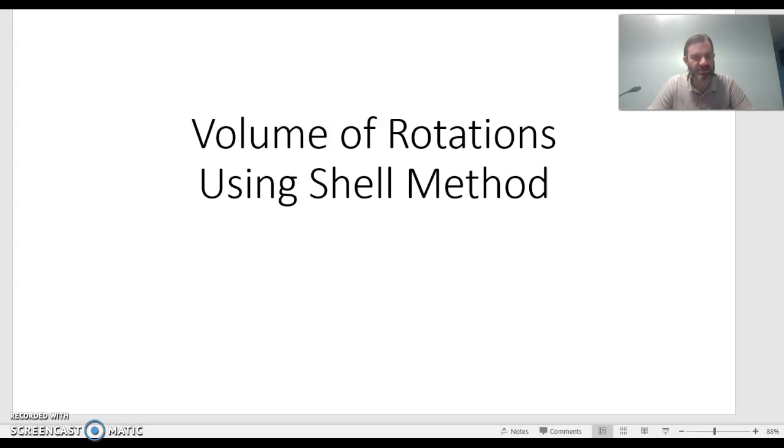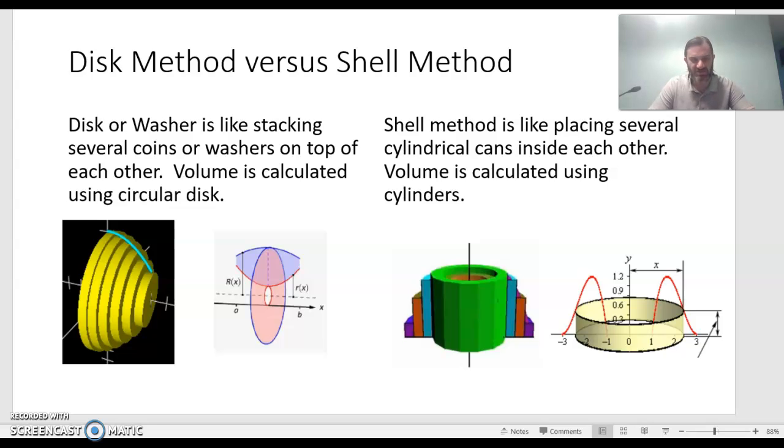Hey, here we're going to talk about the volume of a rotation created, and we're going to talk about that volume in terms of the shell method. We have seen disk and washer method, which are the same premise, but the shell method is definitely a different idea.